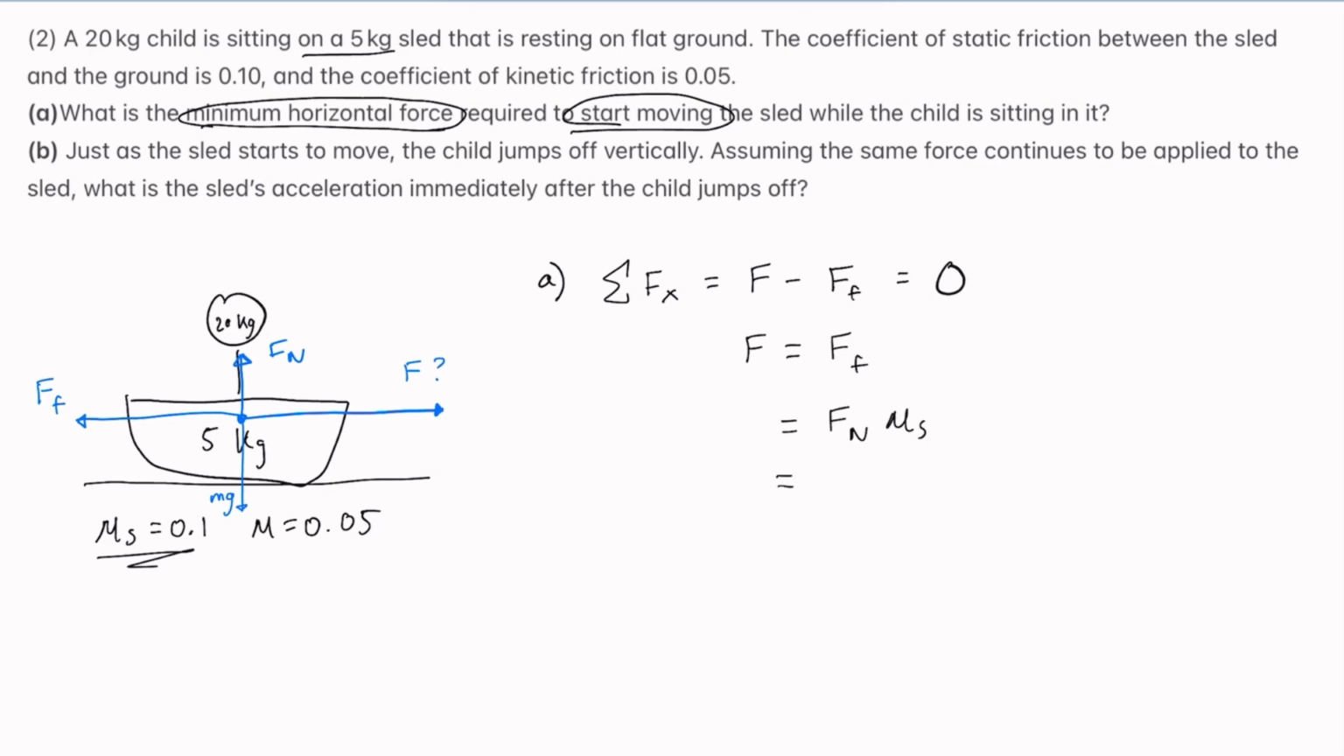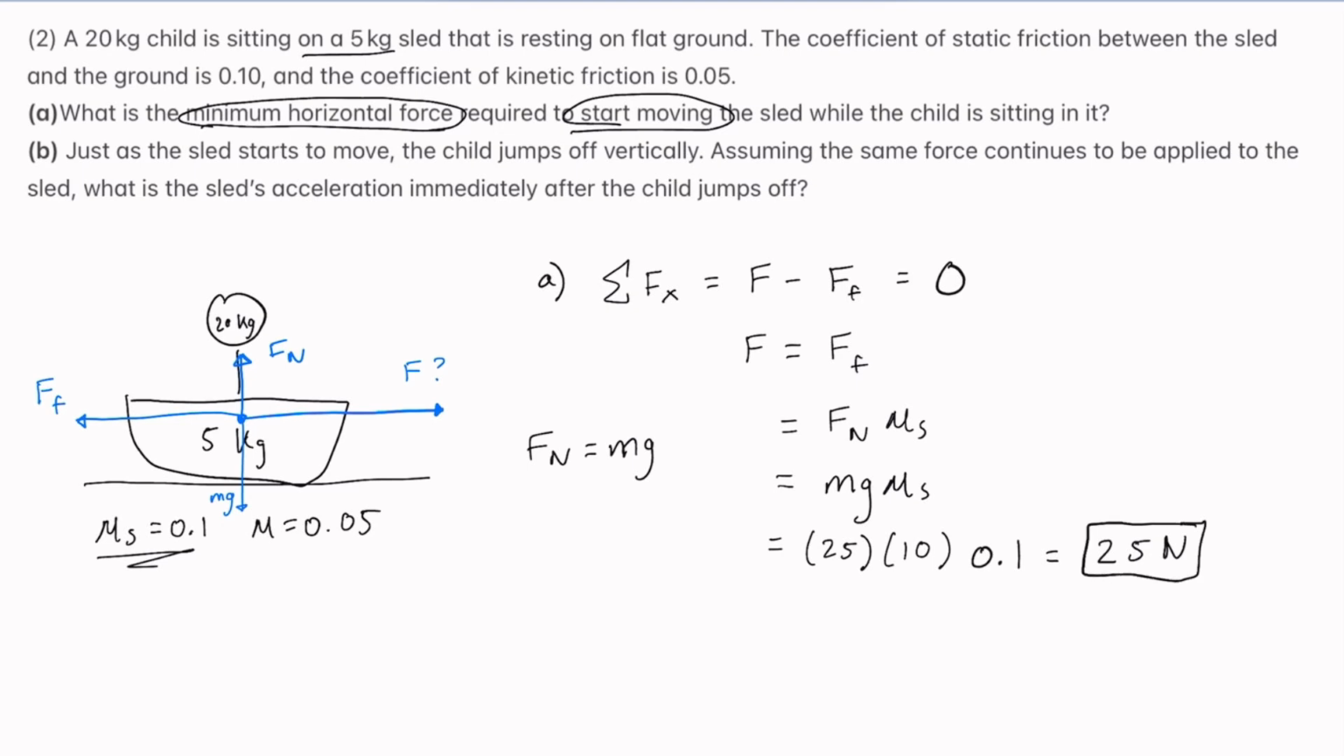We know that Fn is equal to mg because the sled is not accelerating upwards or downwards. It's staying in place in terms of the y direction. So we can set Fn equal to mg, and then we multiply it by mu s. And plugging in, we get the mass of the kid and the sled, 25 kilograms, times 10 meters per second squared, times our static coefficient of friction, which in this problem is 0.1. And this equals 25 newtons.